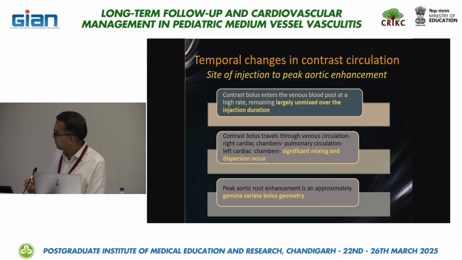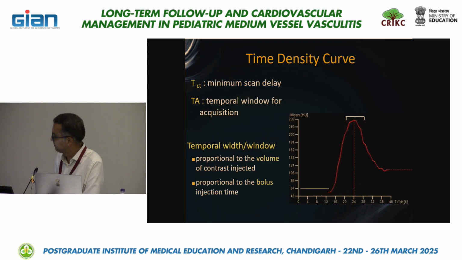So this peak aortic enhancement concept is approximately the gamma variate bolus geometry. We will see that there is an inherent delay, as the contrast is in the peripheral venous system, largely unmixed over the contrast injection duration, but it has to reach the left cardiac chambers for proper mixing and proper opacification of the aorta, which will give us better visualization of the coronaries. So as we can see, if we look at the time density curve, it has an inherent delay.